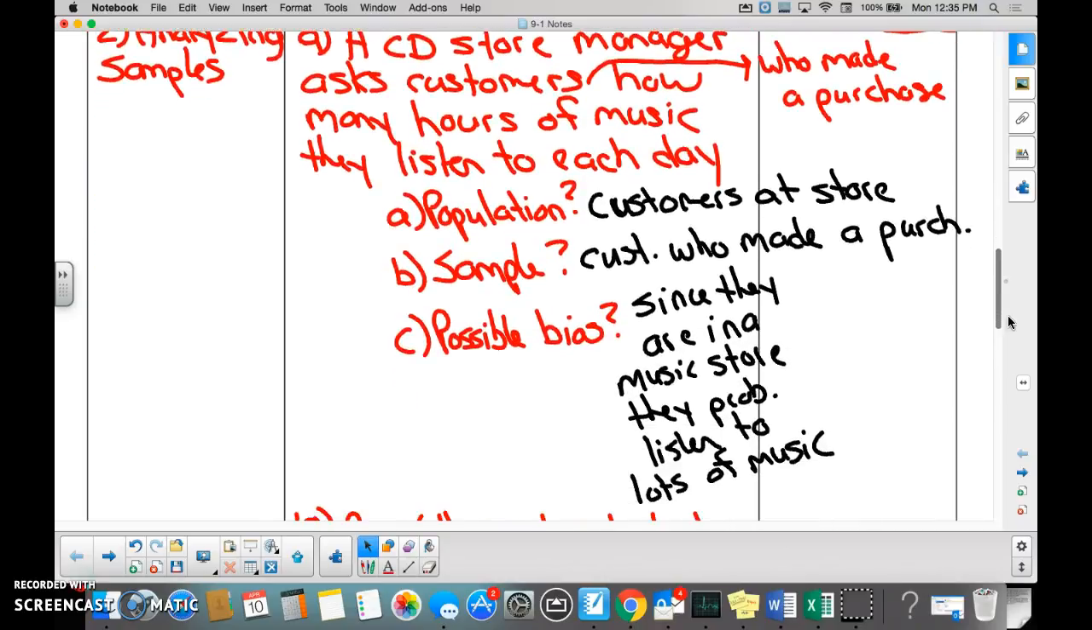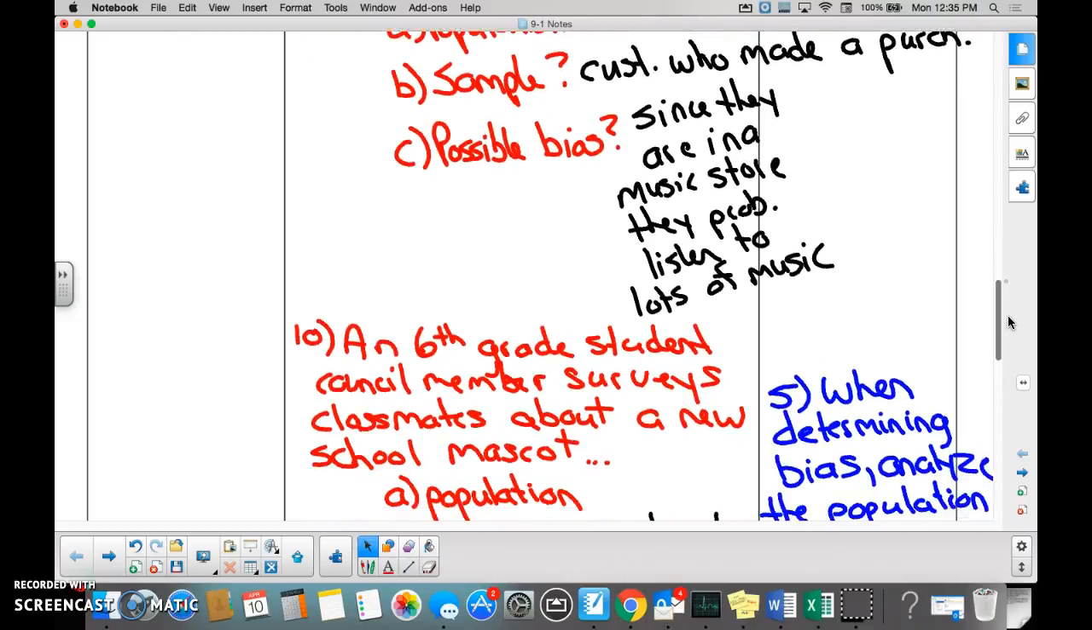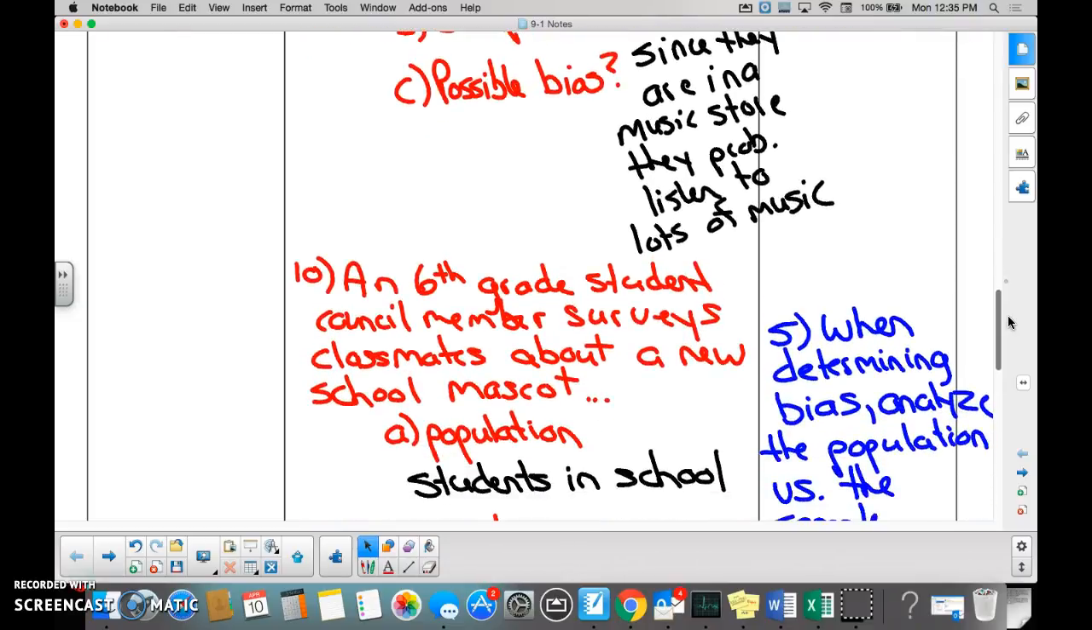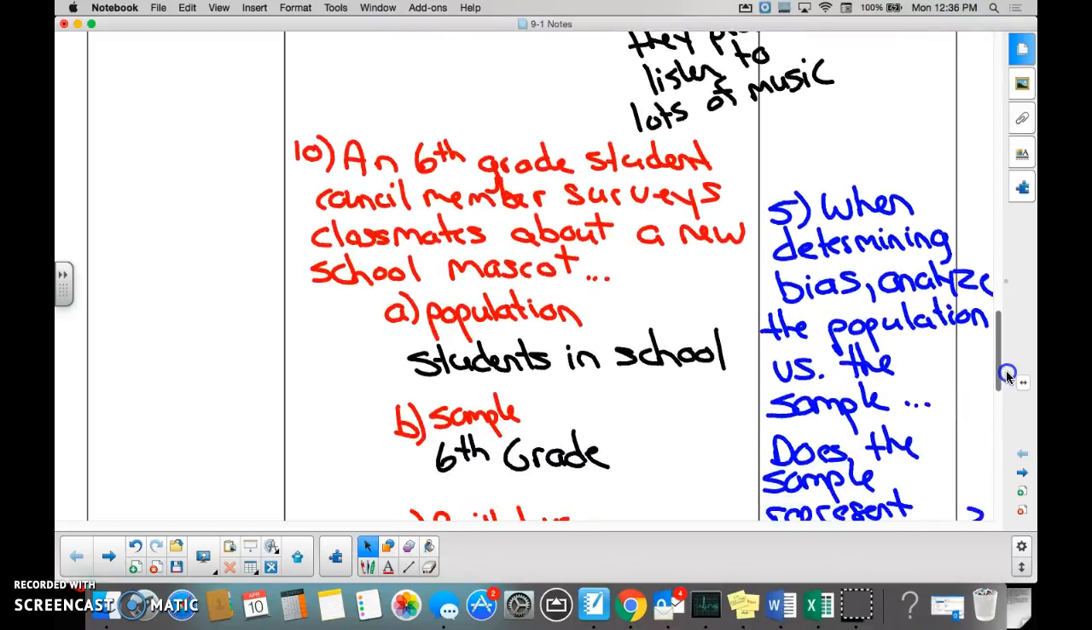Second part, when we analyze samples, we talked about what the population was, what the sample was, and what possible biases were. I love the cheat sheet idea again. So I'm going to let you read through 9 and 10 on your own. And the cheat sheet idea number 5 here, which is a little bit down the screen here.